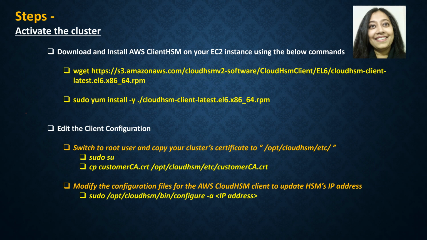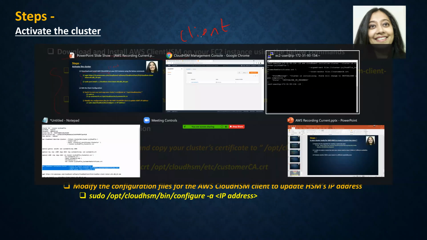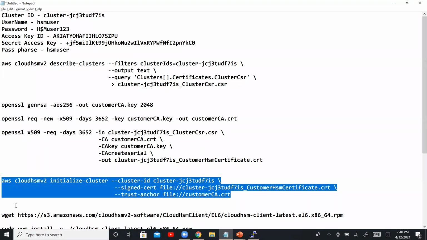The next thing that we need to do is we need to activate our cluster. And in order to do that, we will have to perform some steps. The first thing that we will need to do is we will need to download and install AWS CloudHSM client on our EC2 instance. And these are the commands for that. It should actually be client. I missed that word over there. Sorry about that. Okay, so I'm going to go ahead and copy that particular command.